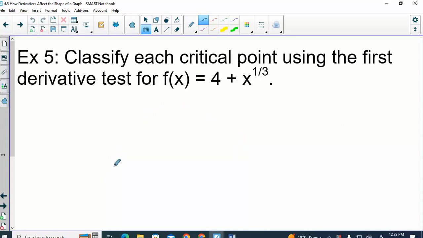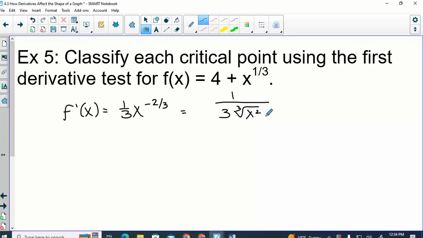Okay. So, how do I find critical points? Derivative. Okay, so the derivative of this would be what? 1/3 x to the negative 2/3. Okay, so I could rewrite this, and a negative exponent would move it to the bottom. 2/3 means you have the cube root of x squared. Does this ever equal 0?